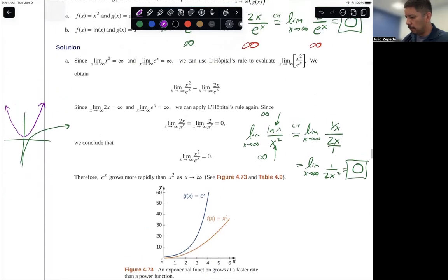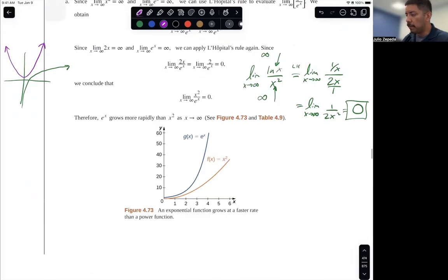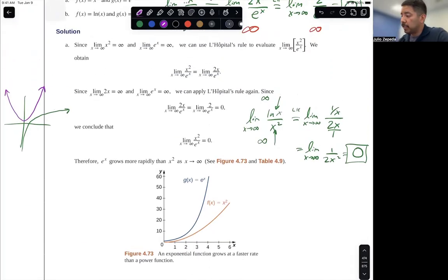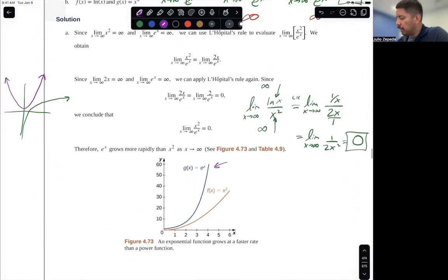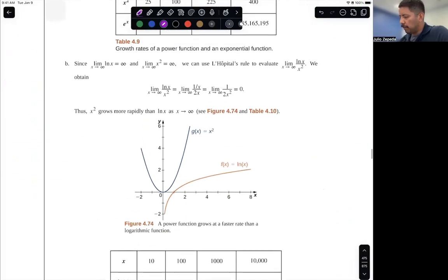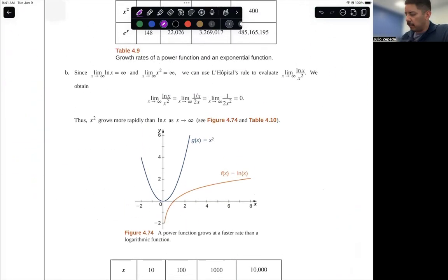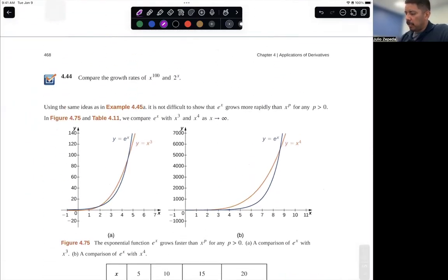Oh, and you can see a couple of graphs. We said in the first of these examples that e to the x grew faster. That's confirmed there. And then in the second one, we said that x squared grows faster than natural log of x. Let's see if it gives that. Yeah, there's some very good graphs. All right, so you can try to do this problem here yourself.